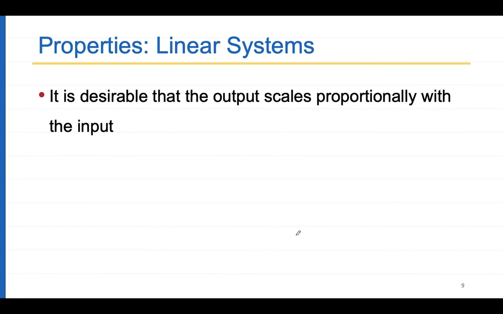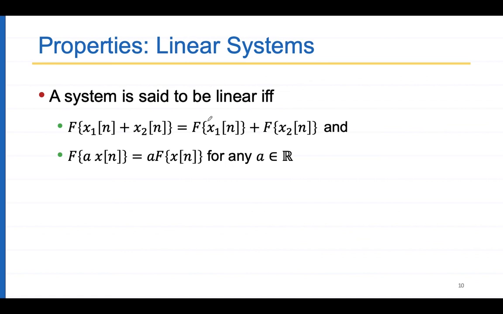Let's look at another property of systems called linearity. Let's see the basic intuitive understanding. It is desirable that the output scales proportionally with the input, right? If I scale up my input, my output should also scale up by the same factor. This is called a linear system. A system is said to be linear if and only if f of x1 plus x2 is equal to f of x1 plus f of x2. And another is the scaling part. So it is invariant to addition of signals and invariant to the scaling of signals.